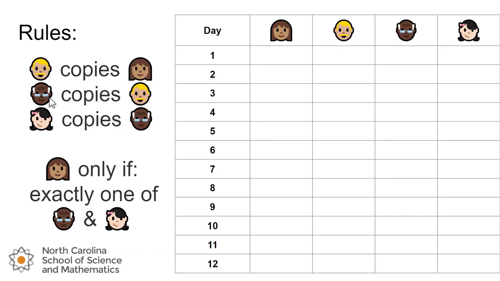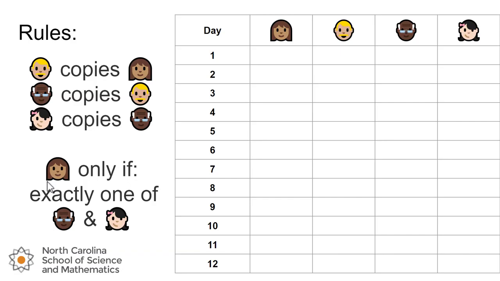The same rule applies with the man with the white hair and glasses. He's going to copy whatever the blonde man did the day before. And then the woman with the bow in her hair, same rules. She's going to copy whatever the man with the white hair and glasses did the day before. The only person in this group that's going to play by a different set of rules is the woman with the brown hair. She's going to look at both what the man with the white hair and glasses did and the woman with the bow, and if only one of them wore a hat the day before, then she'll wear a hat the next day. If neither of them wore a hat, or both of them wore a hat the day before, she will not wear a hat on the next day.